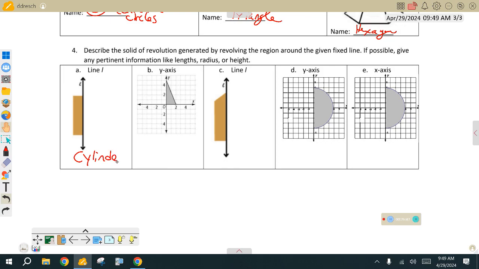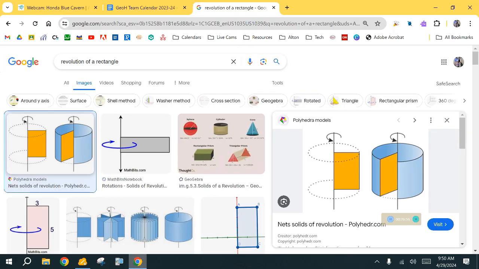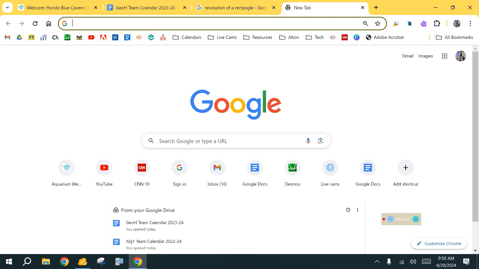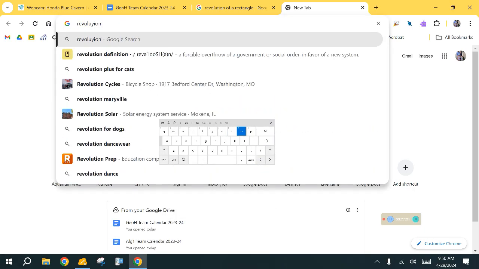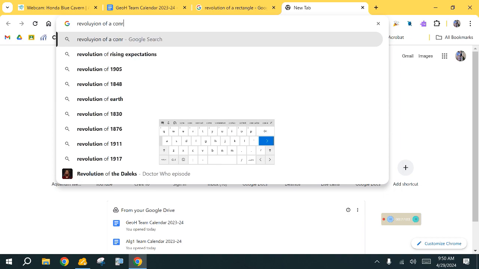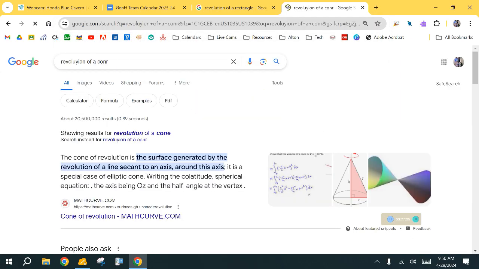You spin that triangle around the y-axis. It doesn't really matter what axis you're going to rotate about. When you spin that triangle around, what shape are you creating there? Okay, so as we revolve, revolution of a cone.